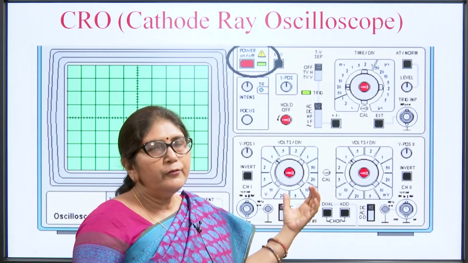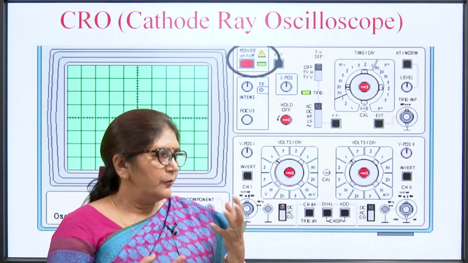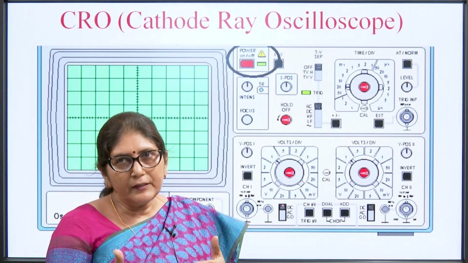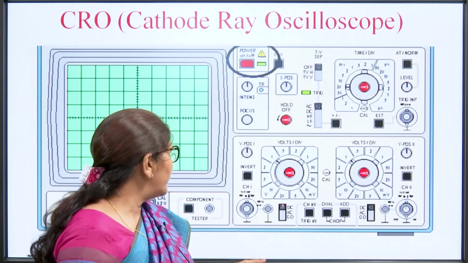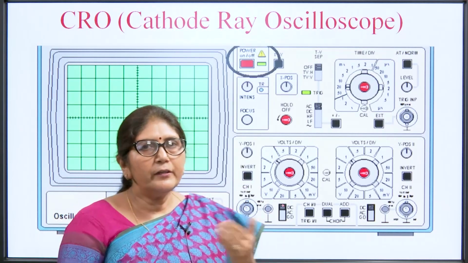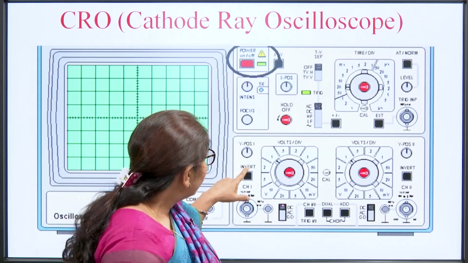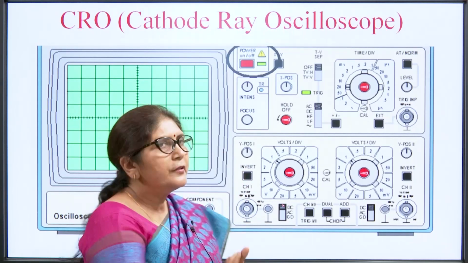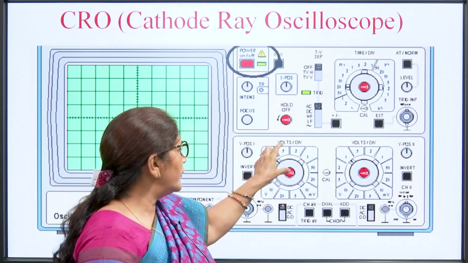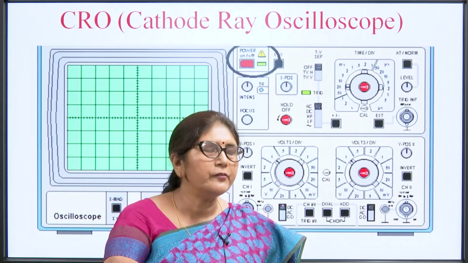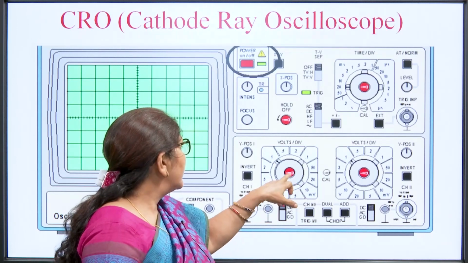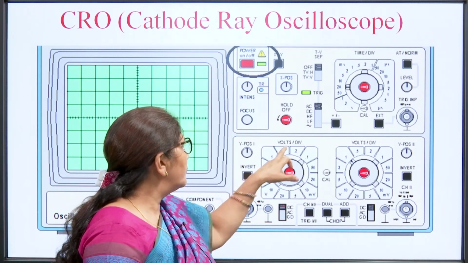Then if we want to invert the signal, meaning we want to deviate the signal by 180 degrees, positive to negative, negative to positive, then we have to push this invert button. So, it will invert the channel. Then if a waveform is displayed over there, we have to vary the voltage per division. There is a knob for voltage per division.